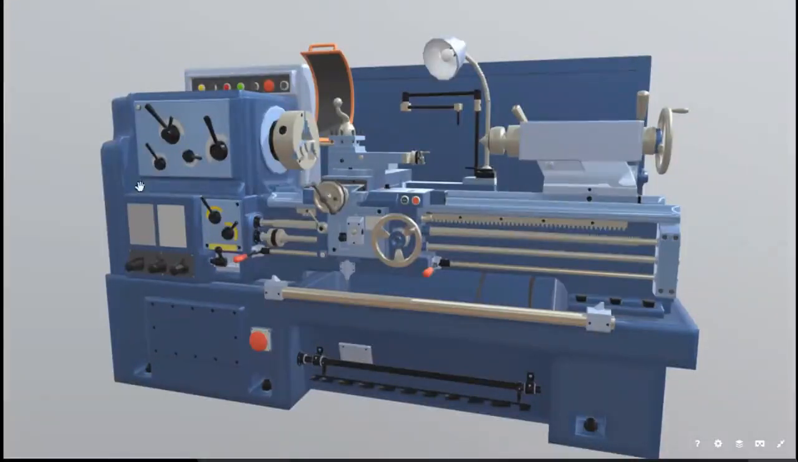So over this bed there is a feed box. So this portion is known as a feed box. From this feed box there is a feed rod and lead screw.